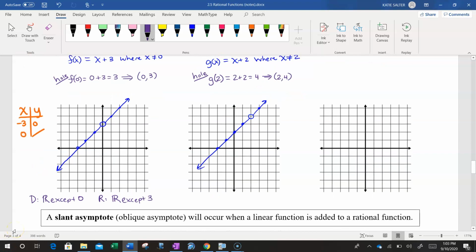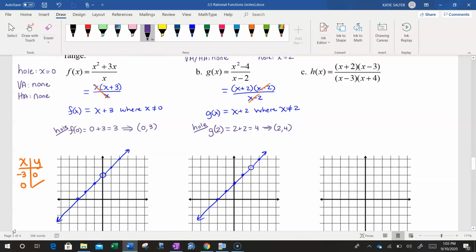And then our domain in this one is also all real numbers, except for 2. And I'll write it in set notation this time. And our range is all real numbers except for 4. And a lot of students want to call this a linear function. It is not a linear function. These functions are still rational functions. But if you wanted to describe the graph, you could say it's a line with a hole in it, because that's pretty much what we graphed there.